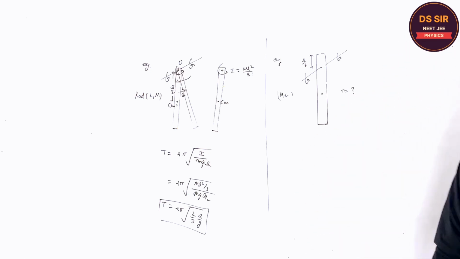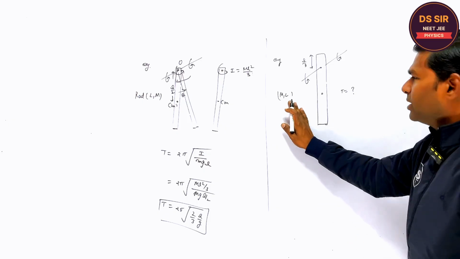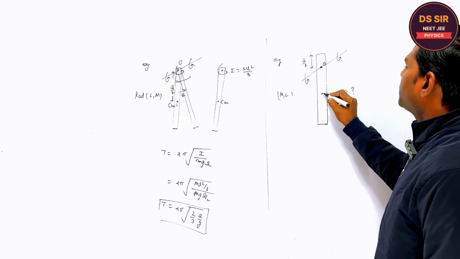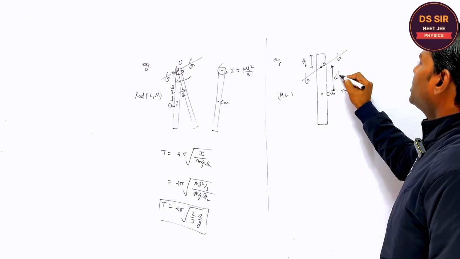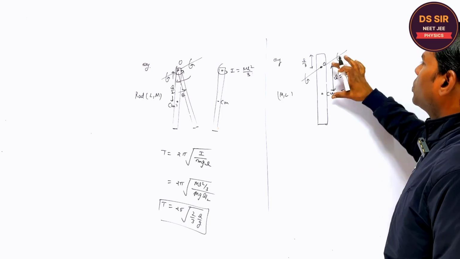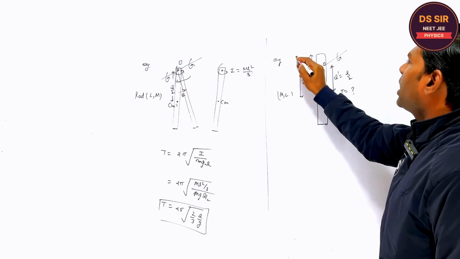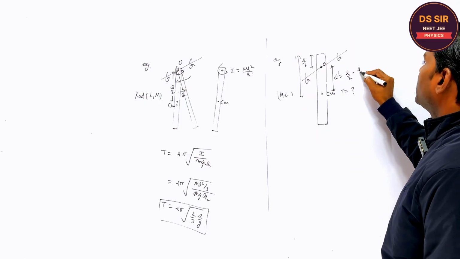Copy this. So let me try this. Suppose this is the point of suspension, and this is the center of mass. The distance between them, L dash, is L by 2 minus L by 3.